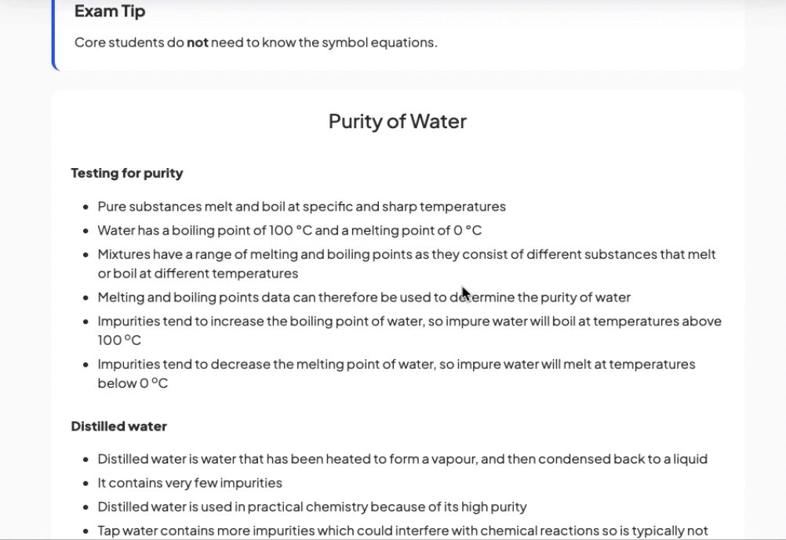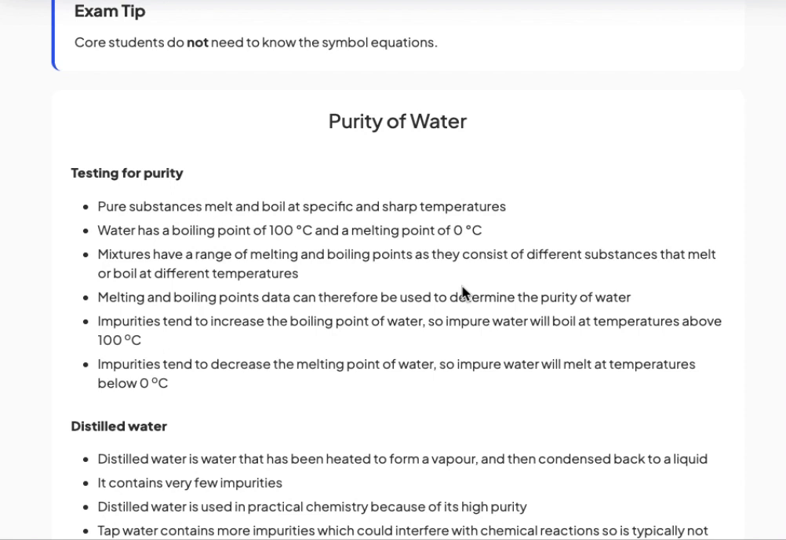Okay, impurity tends to increase the boiling point of water, so impure water will boil at a temperature above 100 degrees Celsius. Impurity tends to decrease the melting point of water. So if you have water that is not pure, it will definitely melt at a temperature below 0 degrees.